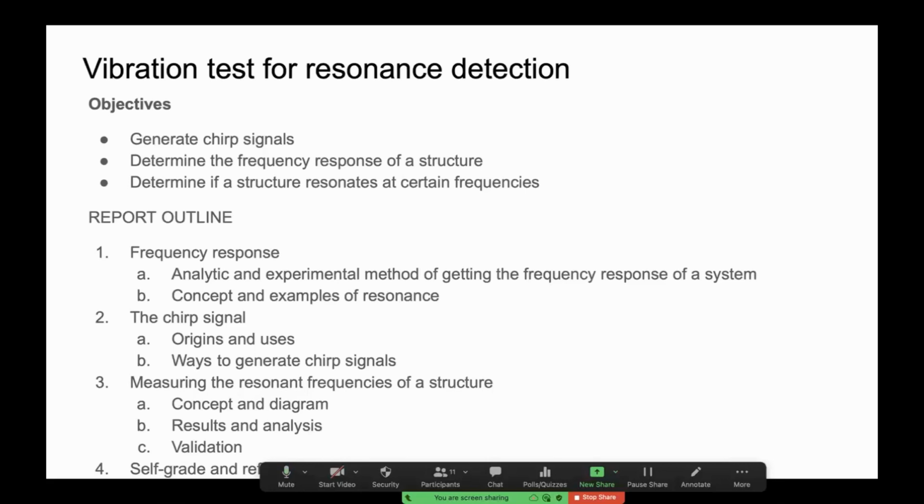So the report outline would be: what is the frequency response. And then you talk about analytic and experimental methods of getting frequency response, the concept and examples of resonance. Then I'll ask you to talk about the chirp signal, its origins and uses, and ways to generate the chirp. Then you will measure the resonant frequencies of a structure. You'll talk about this, show a concept and the diagram, the results of your experiments and the validation, and of course the self-grade and reflection.